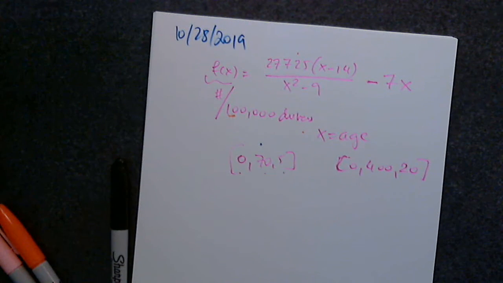Okay, so in the window, they say 0, 70 with a scale of 5, and 0, 400 with a scale of 20. Okay, so then let's look at the graph. Okay, so we see the maximum. So this is by 20, right? From 0 to 400. No, from 0 to 70 by 5. So 5, 10, 15. So the maximum is between 15 and 60.